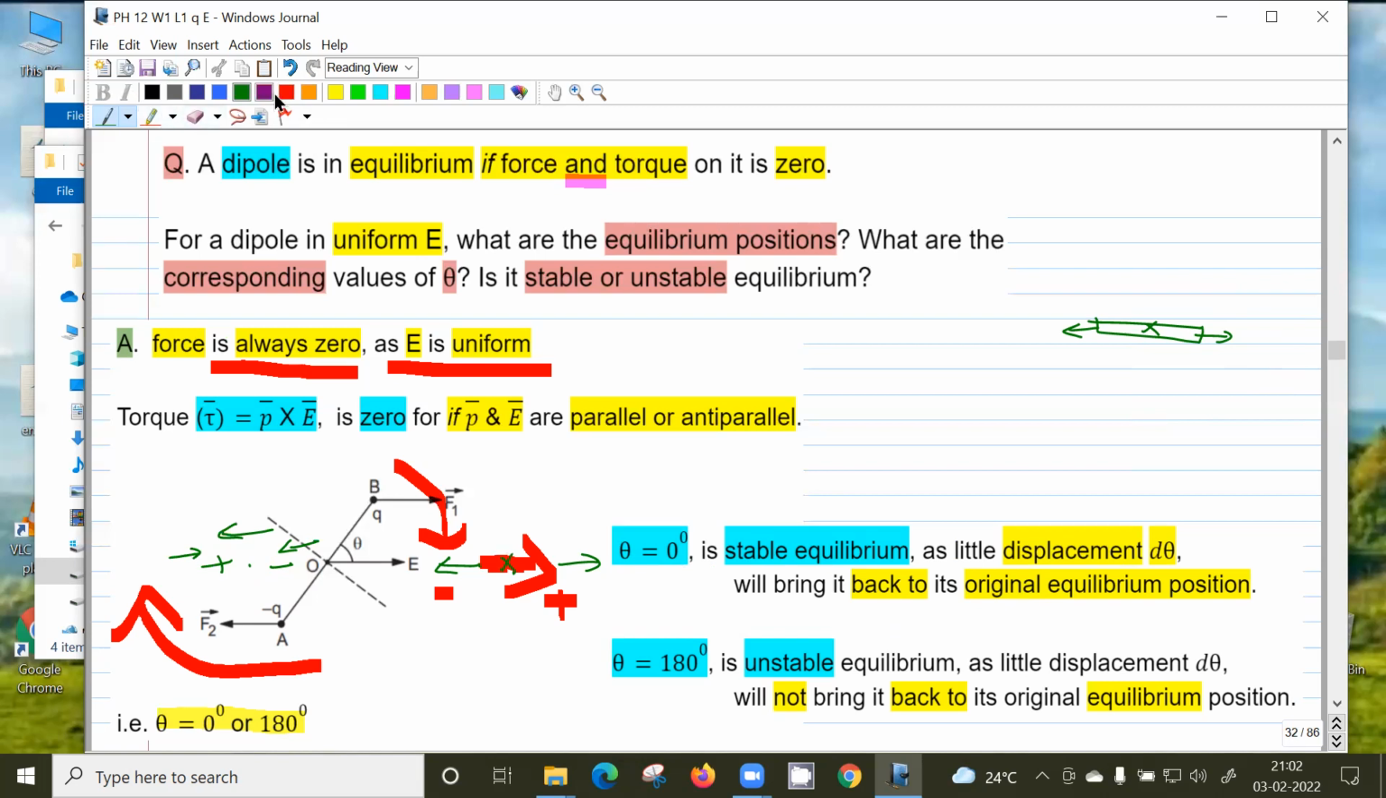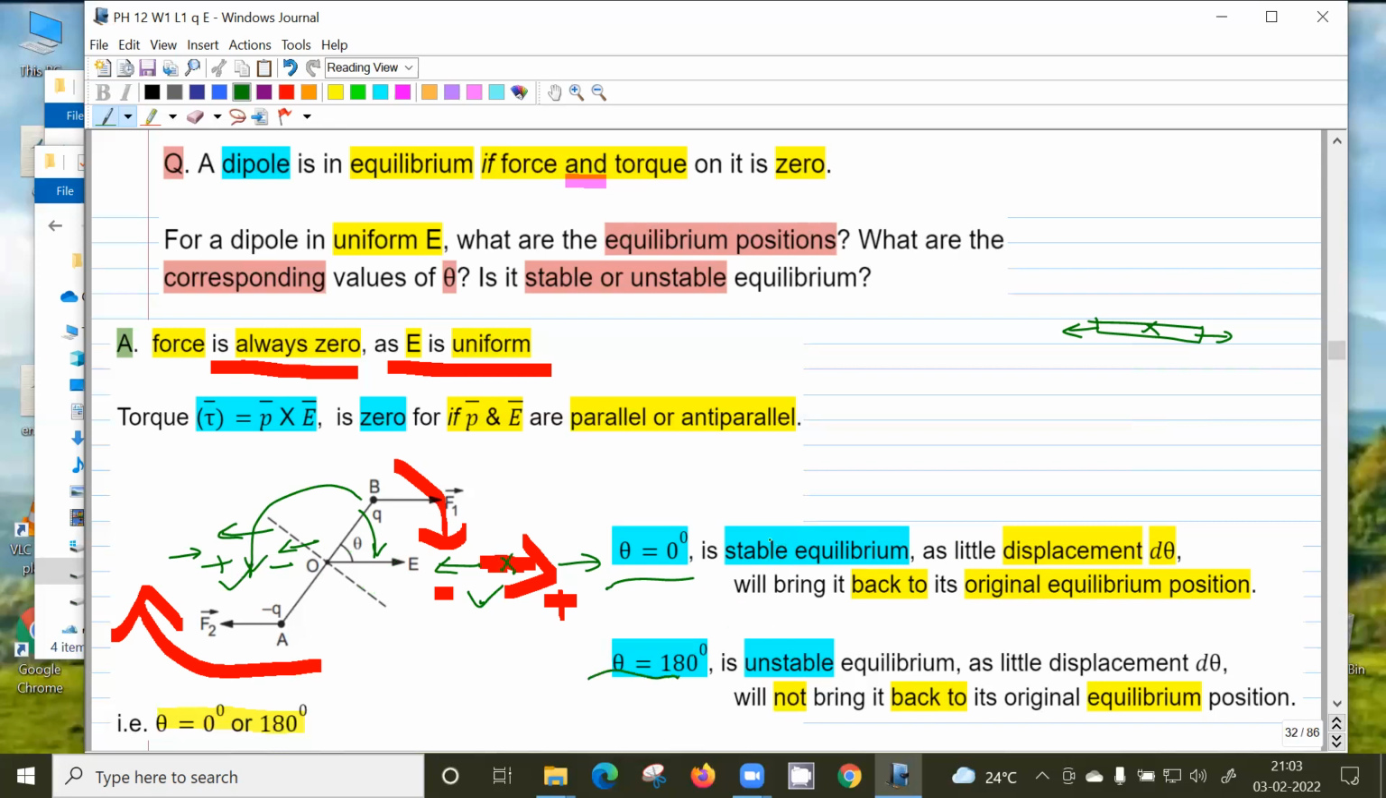Okay, so this plus Q, if we rotate it like this, plus Q will come here, minus Q will come here. So that is this situation. If we rotate it fully like this, then it is this configuration. So for these two configurations, the net torque is also zero. So theta equal to 0 and theta equal to 180 degrees are equilibrium positions.